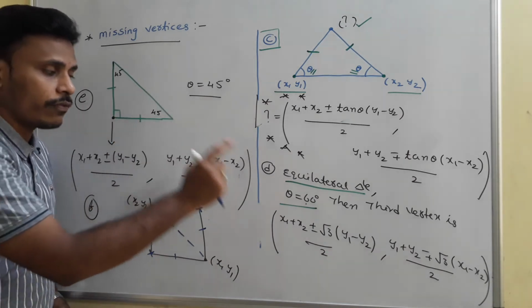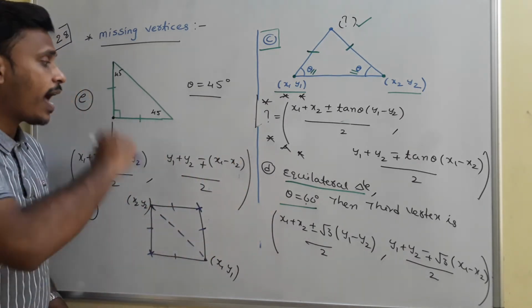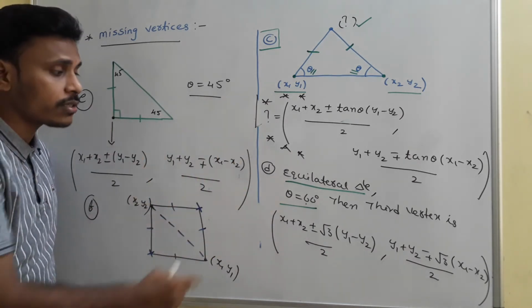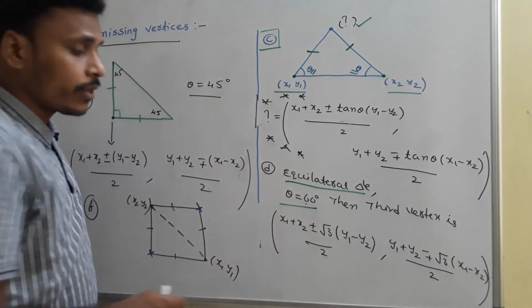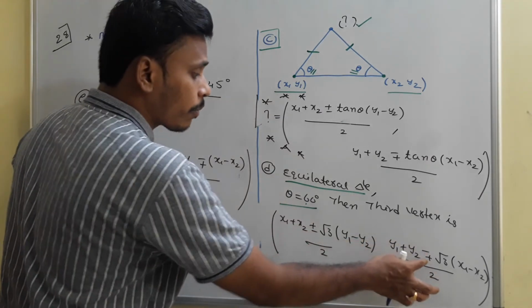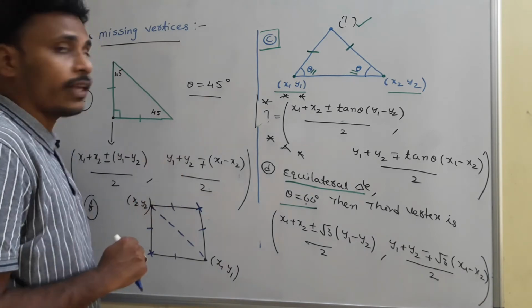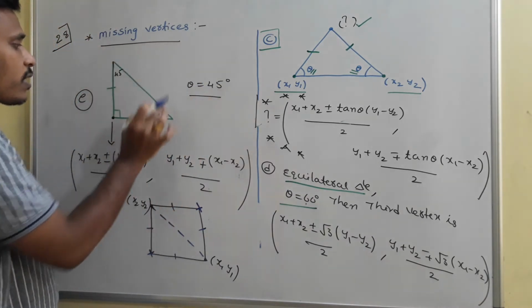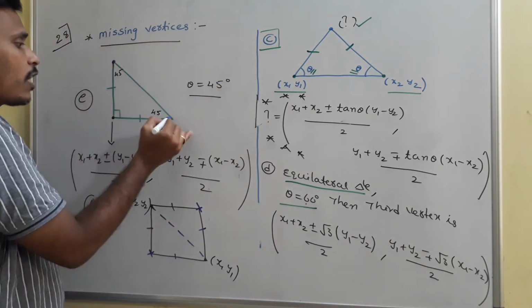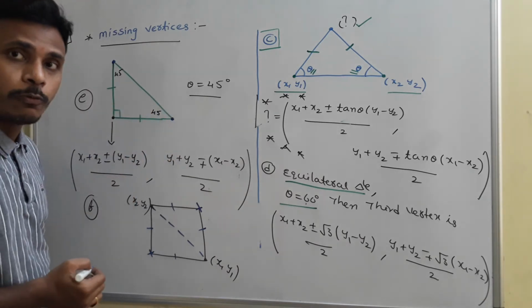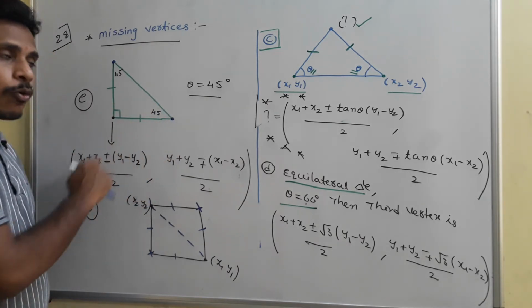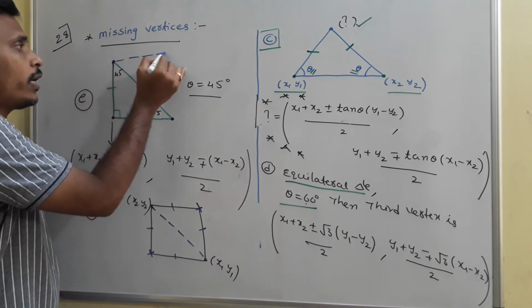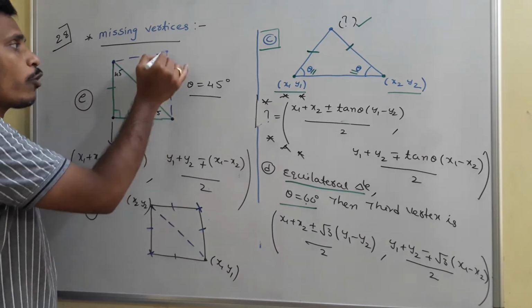Okay, for the third vertex of an equilateral triangle as well as for the third vertex of an isosceles triangle, plus or minus signs are given. Plus or minus, minus or plus, in the sense that two possibilities are there. Suppose these two vertices x1, y1 and x2, y2 are known. On this side you will get one point. In the same way, on the other side you will get another point.